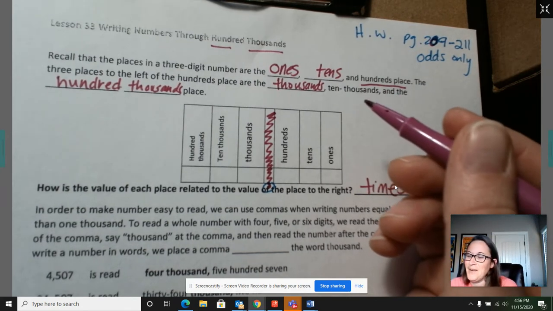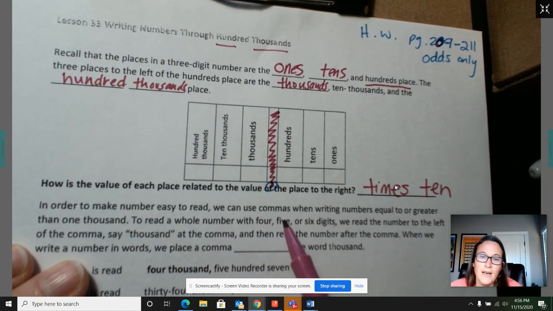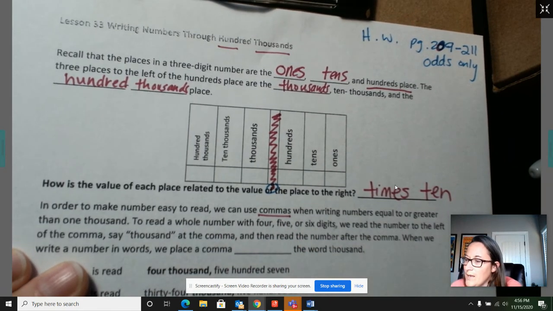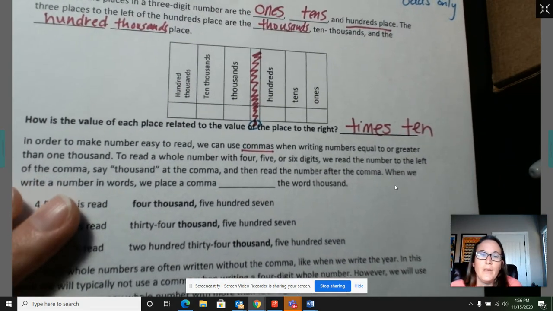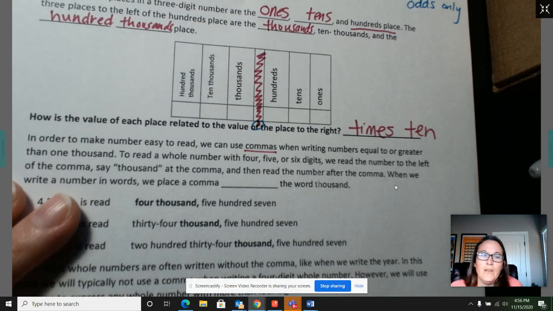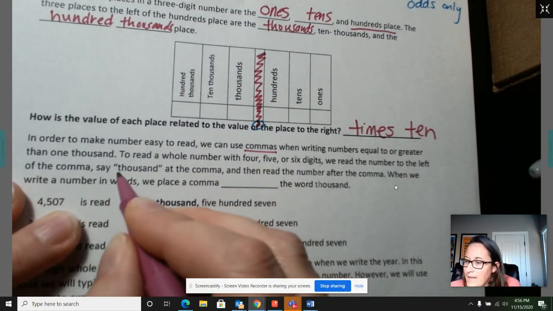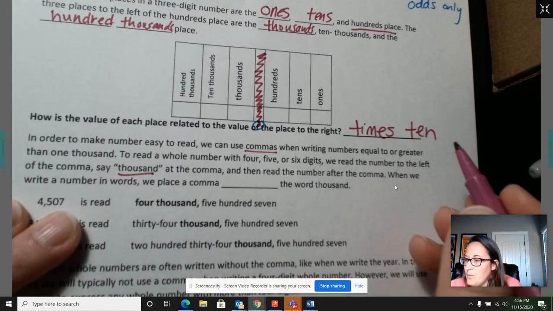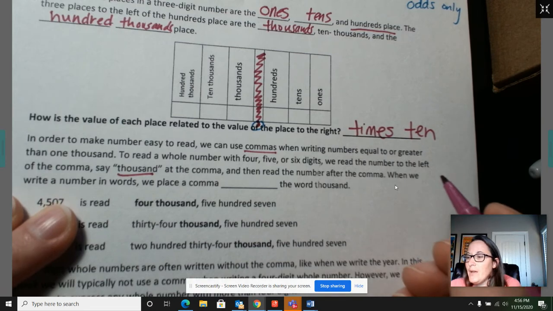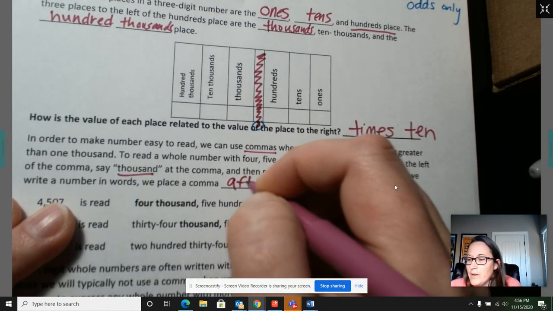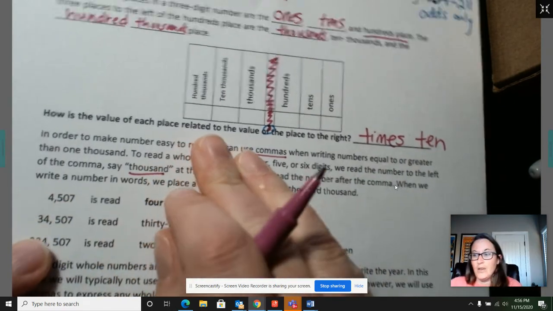So all right, it says, in order to make a number easy to read, we use commas when writing numbers equal or greater than 1,000, okay? To read a whole number with 4, 5, or 6 digits, we read to the left of the comma and say thousands at the comma, and then we read the number after the comma. When we write a number in words, we place a comma after the word thousands. All right, lots of words here. Let's see how to do this.